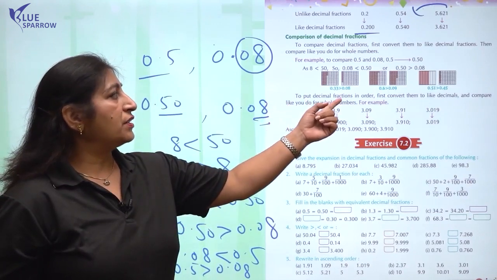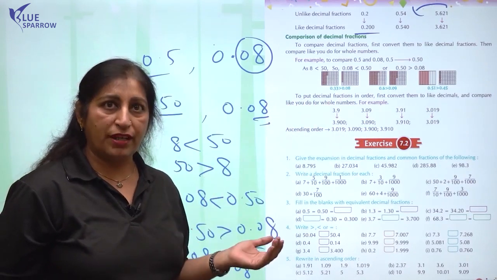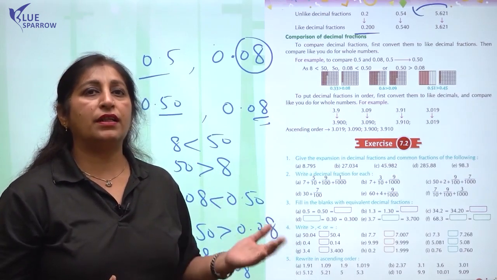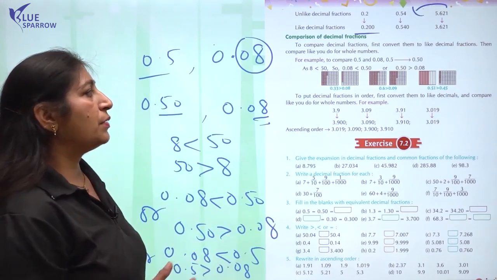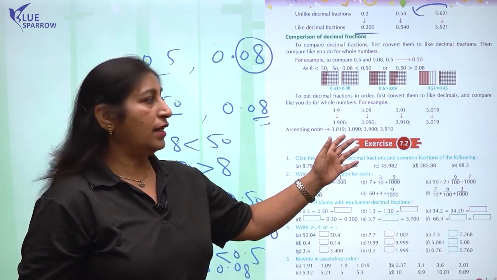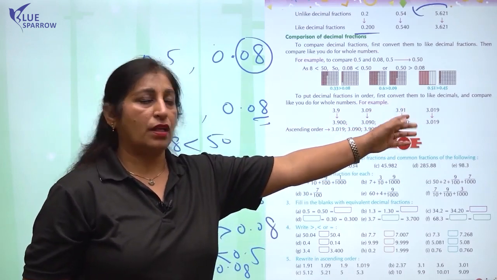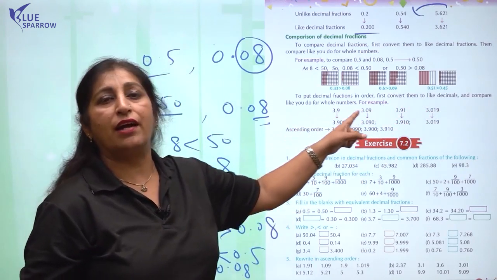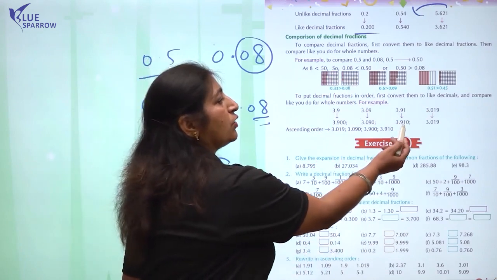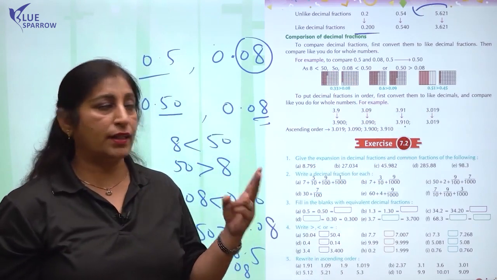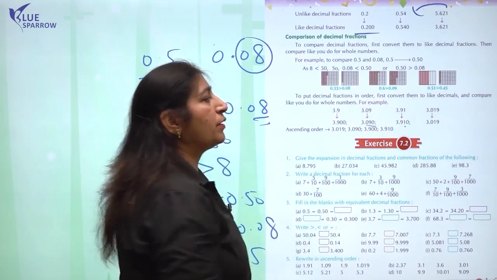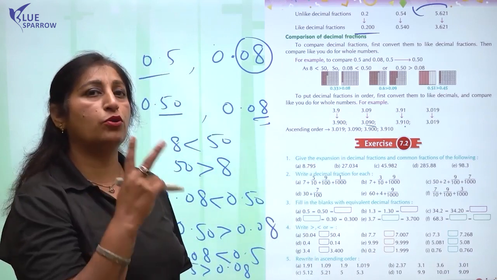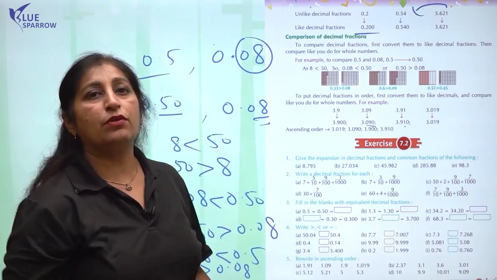Now, to put decimal fractions in order, whether you want ascending or descending order, firstly convert them into like fractions, then compare the numbers and arrange accordingly. Suppose the numbers given here are 3.9, 3.09, 3.91 and 3.019. You know that the maximum number of decimal places is 3. So all of these numbers should have 3 decimal places. We would put 10 at the end here because 2 places were already there. We would put 10 here again because 2 places were already there. And in this number there is only 1 decimal place. We would put 2 more zeros at the end to convert them into like fractions.